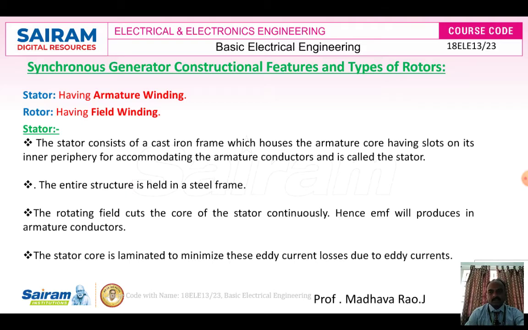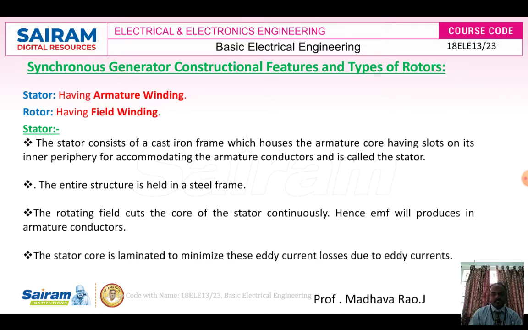So that is what we are going to discuss in this video. Coming to the construction, a synchronous generator generally has two main parts: one is the stator, the other is the rotor. The stator, having the armature winding, is stationary, since the stator is a stationary element. The rotor has the field winding, and since the rotor is the rotating part, the field winding rotates in a synchronous generator. Coming to the stator, it is made up of cast iron.